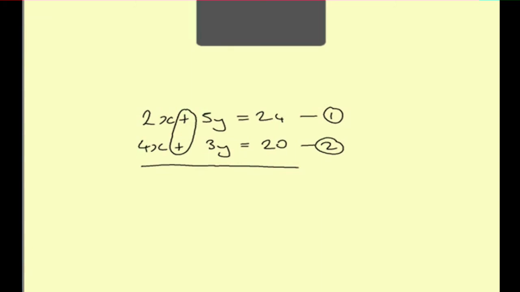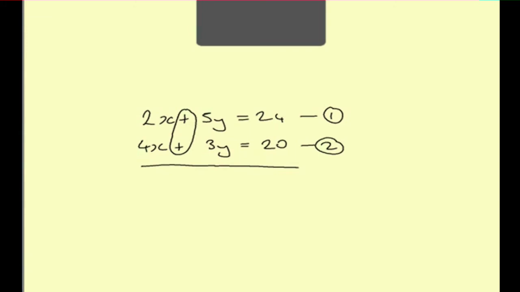So when we take equation 2 away from equation 1, we don't eliminate one of the unknowns. So what we have to do is multiply one of the equations or both of the equations such that we have the same amount of x's on the top as we have on the bottom, or the same amount of y's on the top as we have on the bottom.